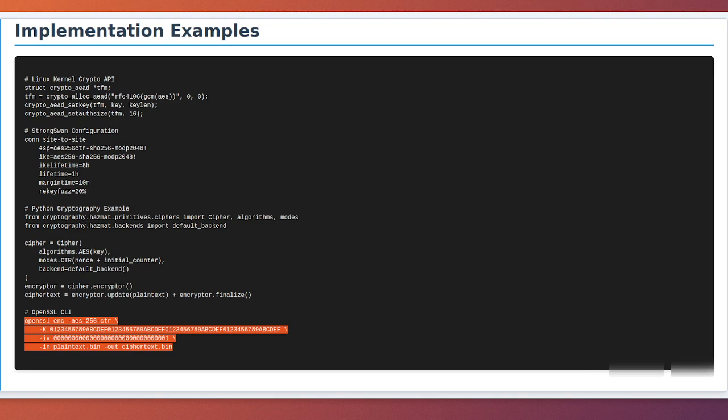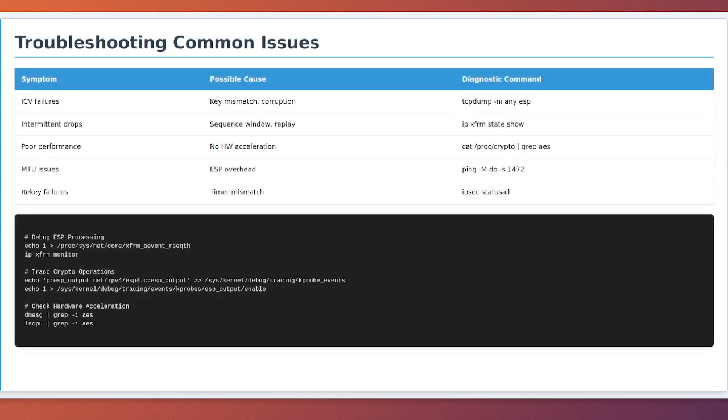Configuration typically involves defining transform sets that specify the encryption and authentication algorithms, then applying these to crypto maps or IPsec profiles. The hardware handles counter generation and management transparently, but understanding the underlying process helps when troubleshooting performance issues or interoperability problems. Troubleshooting common issues.